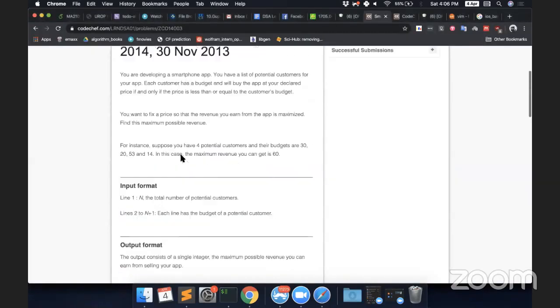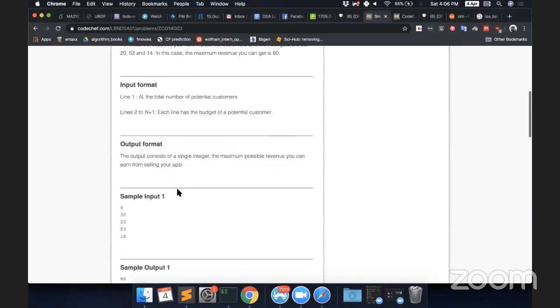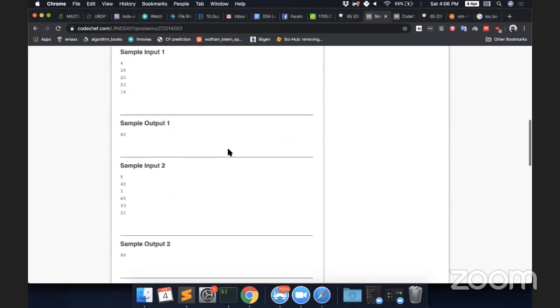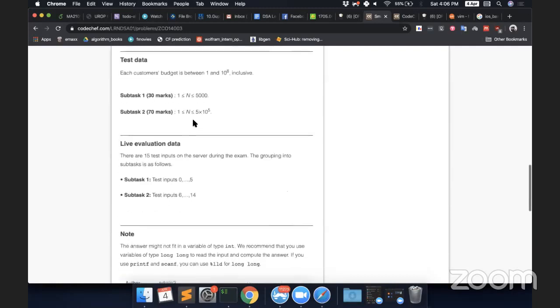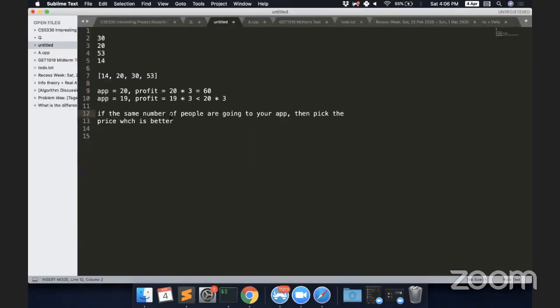Obviously in this question, you can see there are constraints given, right? The maximum value of n is 5 times 10 to the power 5, and each customer's budget is very big. It can go up to 10 to the power 8. So you can't try every possible value of the app price, which can go from 1 to 10 to the power 8. You don't want to try this because this itself will be order 10 to the power 8, multiplied by how much time it will take you to know how many people will buy your app.